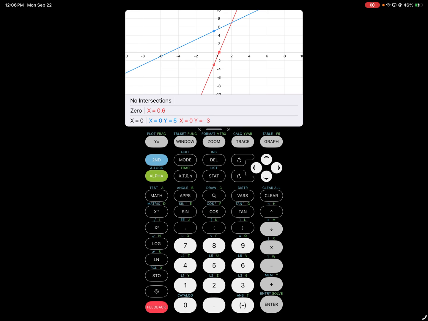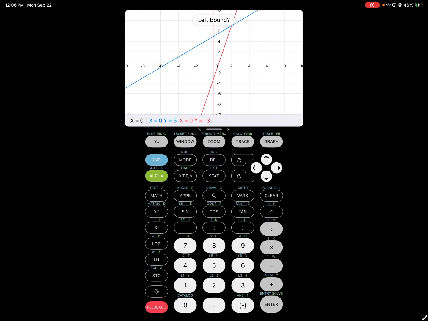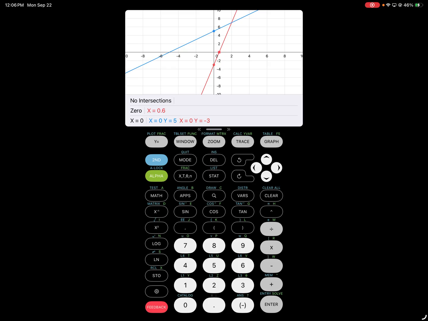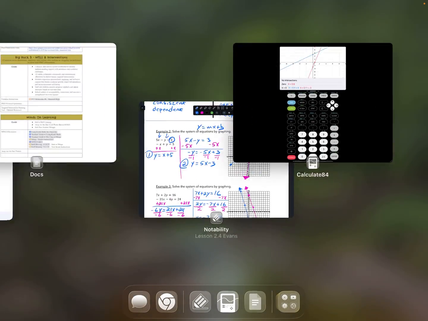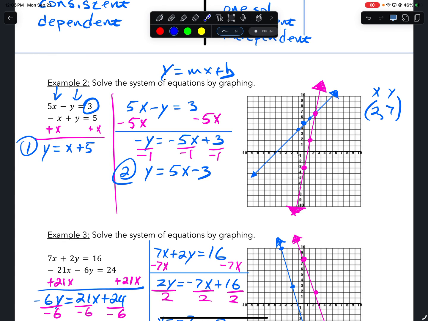So, oh, it doesn't work for me. That's not nice. It's x equals 2, y equals 7. I wonder why it doesn't work. That's weird. But that's how you do it, right? So you should get 2, 7 when you do that. Okay?